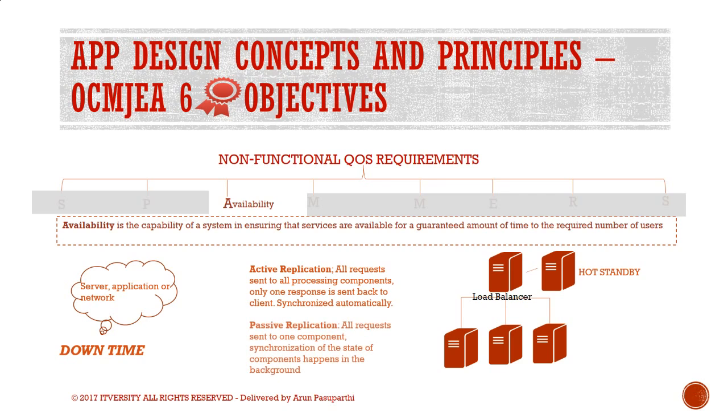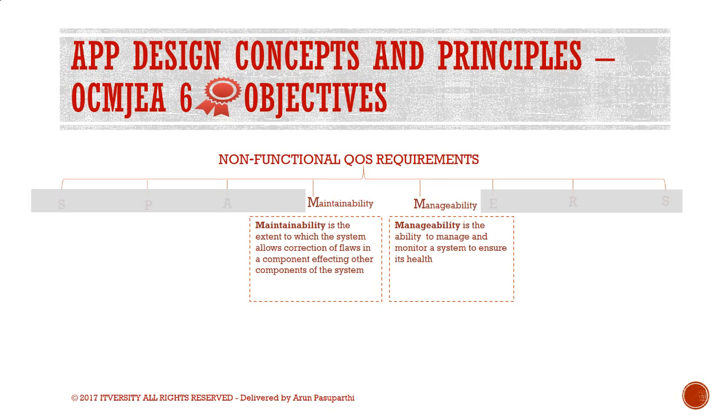Okay. Other is passive replication. Here you'll have one master server and remaining servers are slaves. They're on standby only. So the master server takes care of the request, and it processes the request and sends the response. But the delta, the snapshot of that change that request has done, is distributed to all the servers, and servers get synchronized offline. So this is about availability. Next, we will see maintainability and manageability.